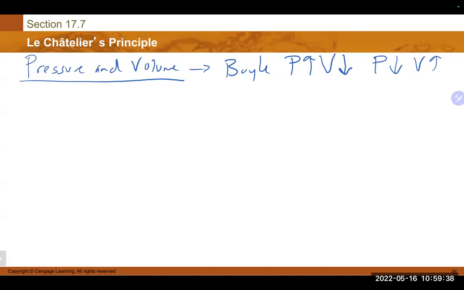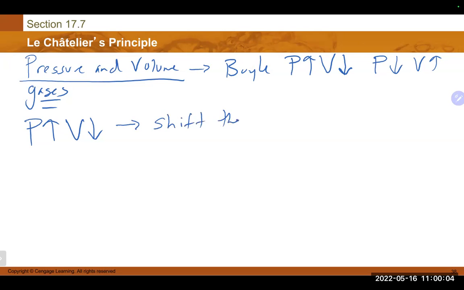So when we're dealing with pressure and volume, they are often tied to each other, and usually it involves gases in this equilibrium. If we raise the pressure because the volume decreased, we want to bring the pressure back down. So if we have a much smaller volume, we shift to the side with the least number of gas molecules.